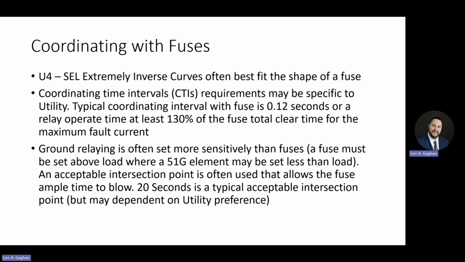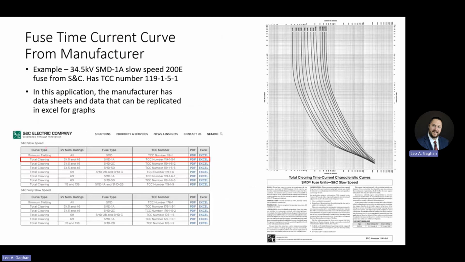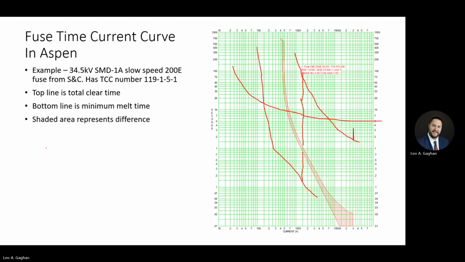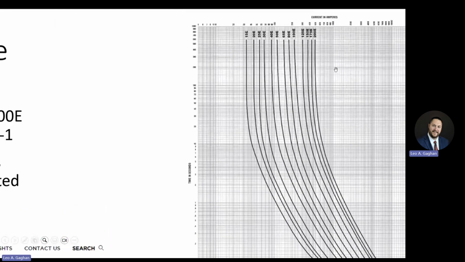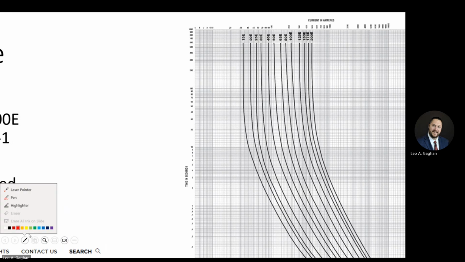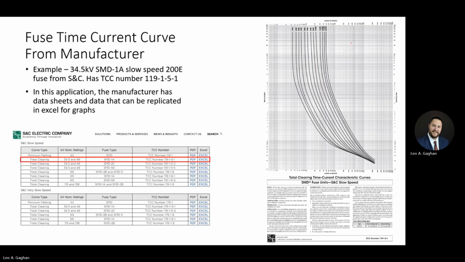Sometimes we'll actually pick an acceptable intersection point between the fuse and the relay to give the fuse ample time to blow. So let's just think of this 200E1 all the way to the right here.